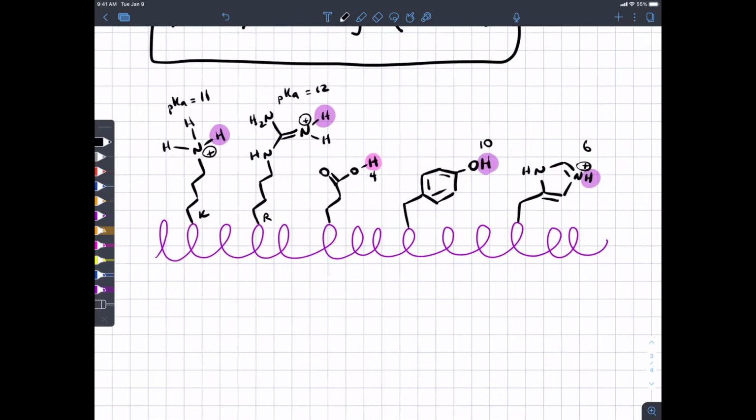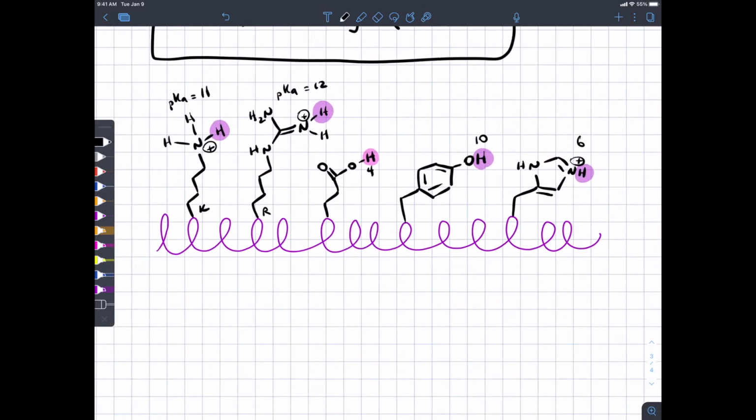Okay, I've drawn all of these in their acidic forms. Now we're going to compare the pKas to physiological pH.